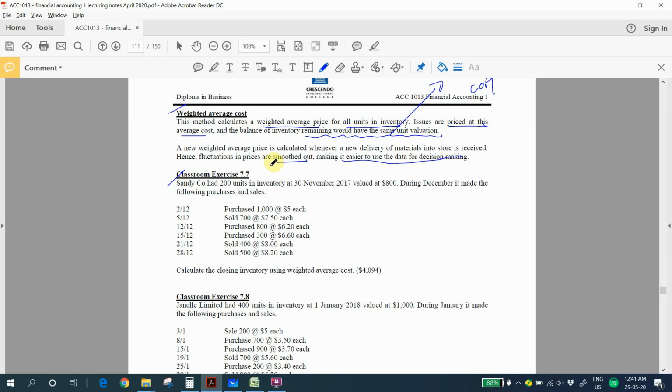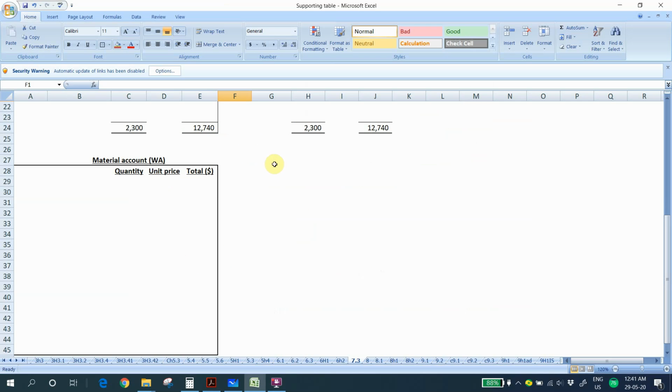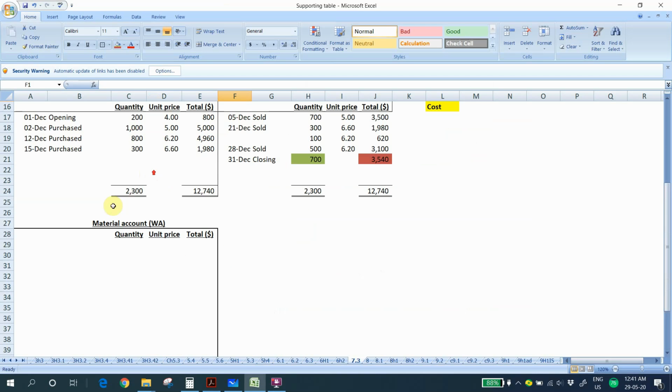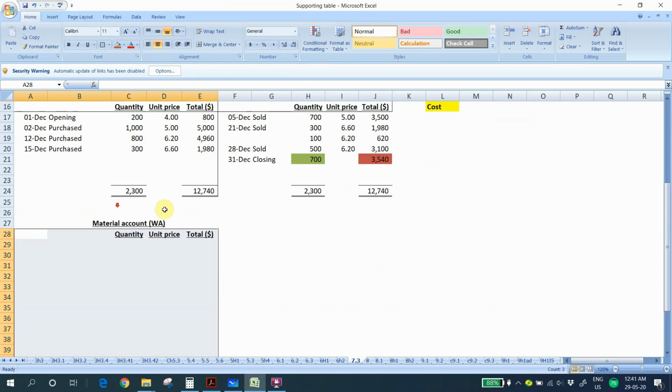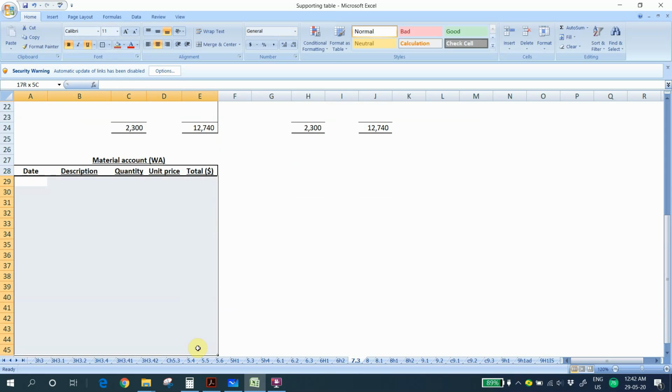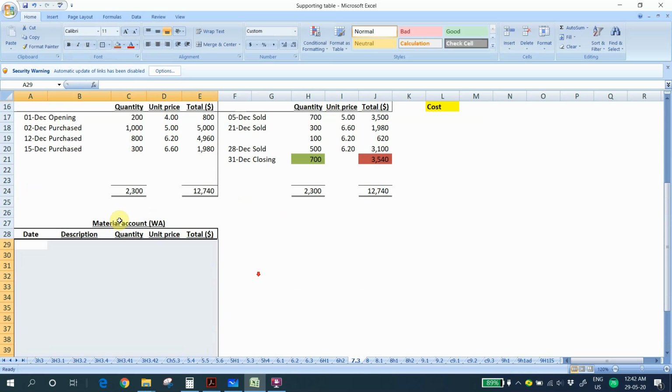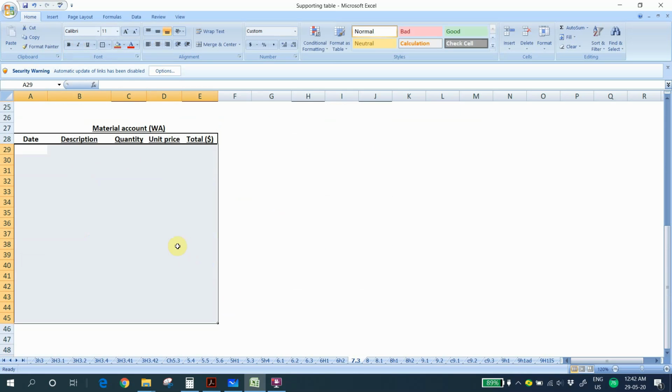So for the weighted average cost method, the presentation method is a bit different. So we only have one side. So similarly, we have description, followed by quantity, unit price, and total. We only have one side. We don't have in and out, we just have one side only.